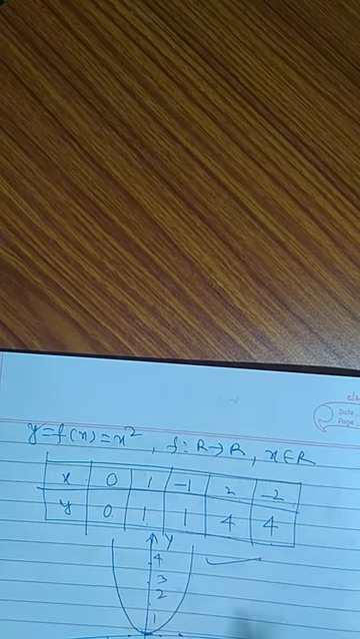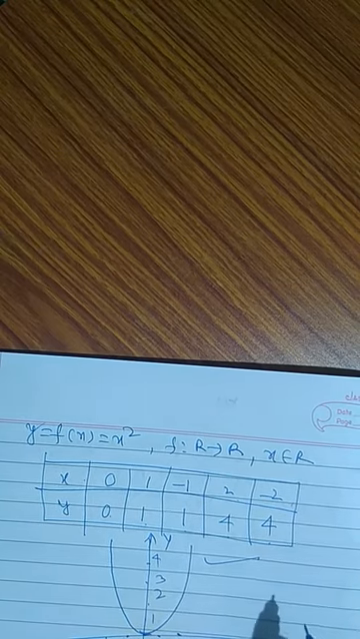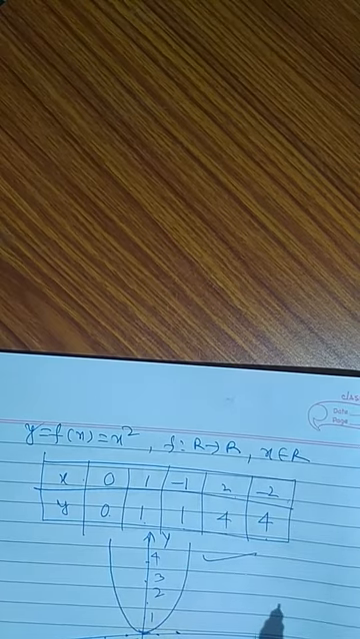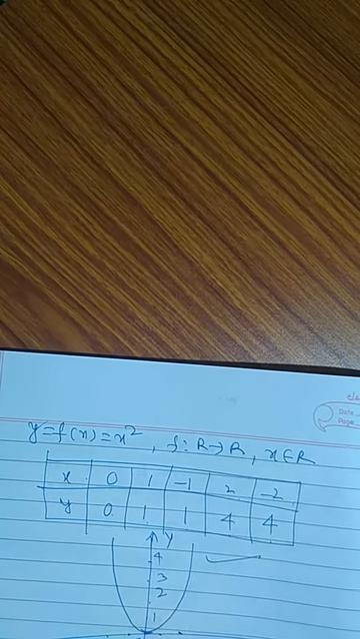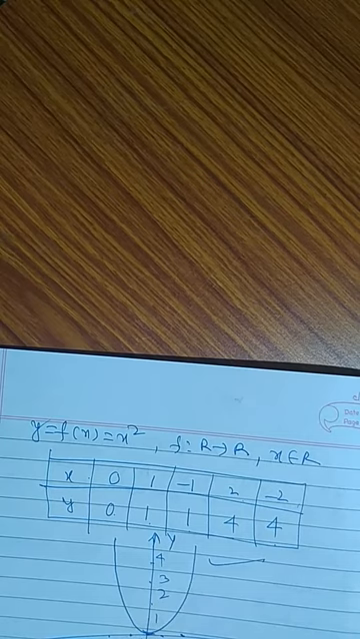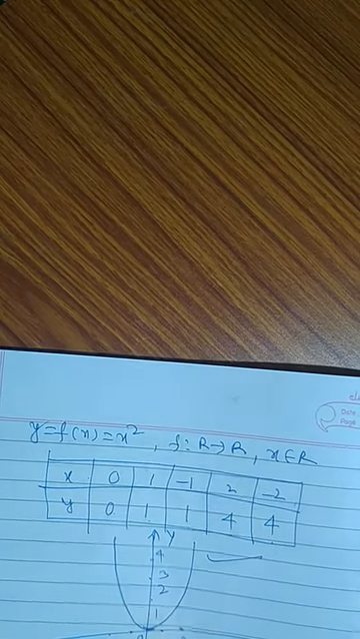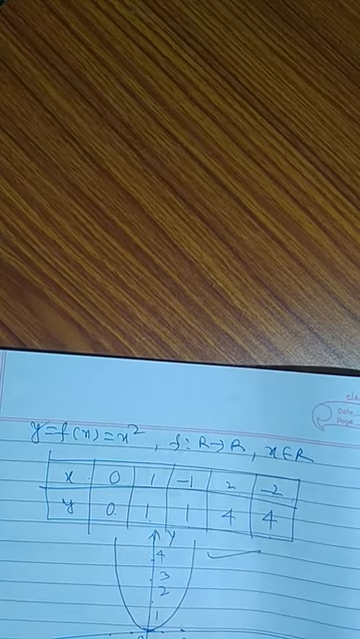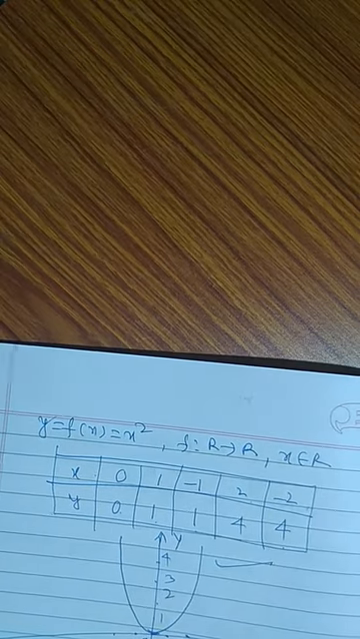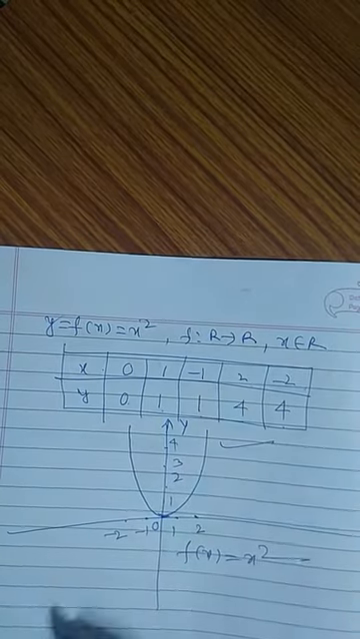Remember, not every polynomial shows a graph of a parabola. It varies, or it depends upon the highest power, you can say the degree of the polynomial. As the degree of the polynomial is 2 here, you are getting a parabolic graph, or you can say a parabolic curve. You can write f of x is equal to x square. This is one example.